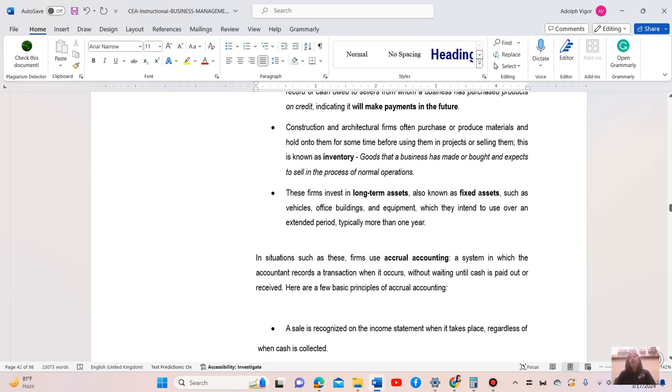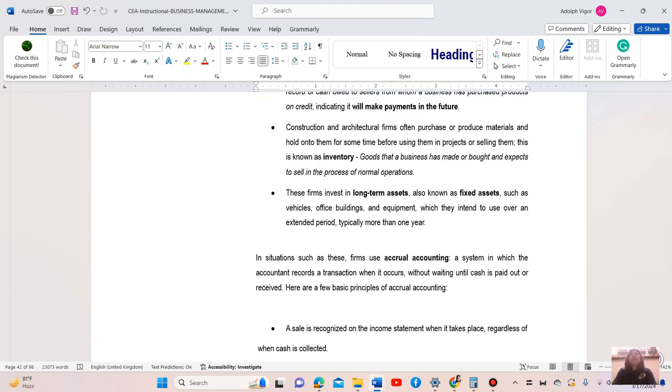Construction and architectural firms often purchase or produce materials and hold onto them for some time before using them in projects or selling them. This is known as inventory: goods that a business has made, bought, or expects to sell in the process of normal operations. If you are engaged in a hardware business, you have inventory. You also call your materials your inventory if you are engaged in a design and build business or construction business.